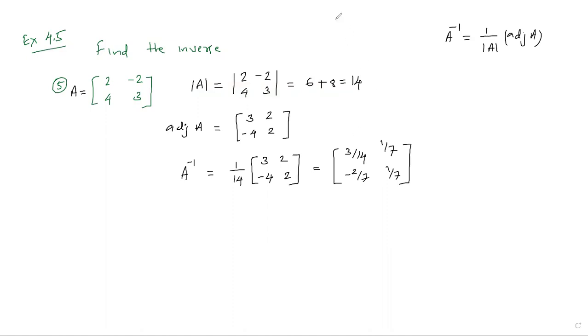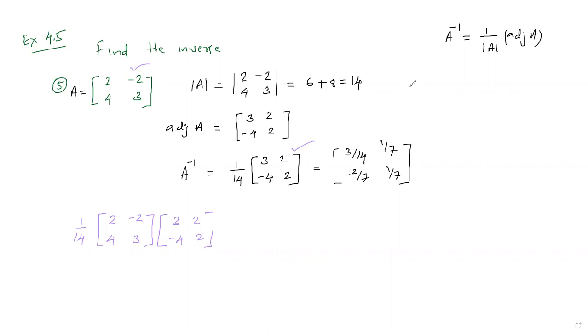Now, just for this question, we will verify. Just multiply. We have the matrix 2, minus 2, 4, 3, and the inverse A matrix, which has rational numbers. So I will write this one, the same thing only, where 1 by 14 is common, so you can take that outside. I'm just taking 1 by 14 outside, no issue. It is easier to multiply this way. So we got an inverse. This is your inverse and this is the original matrix.